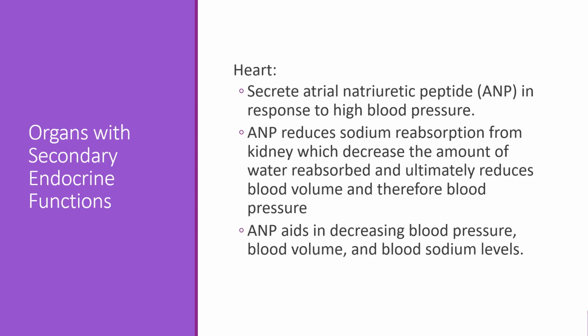There are a few organs that we have that have secondary endocrine function. We don't keep them in the list of organs that are truly considered part of the endocrine system. They just have some tissues or some cells that have some endocrine function. The heart is one of them. It secretes atrial natriuretic peptide, ANP, in response to high blood pressure. So we have the whole aldosterone, angiotensin, renin thing going on that helps to bring blood pressure up. But this one hormone helps to bring blood pressure down.